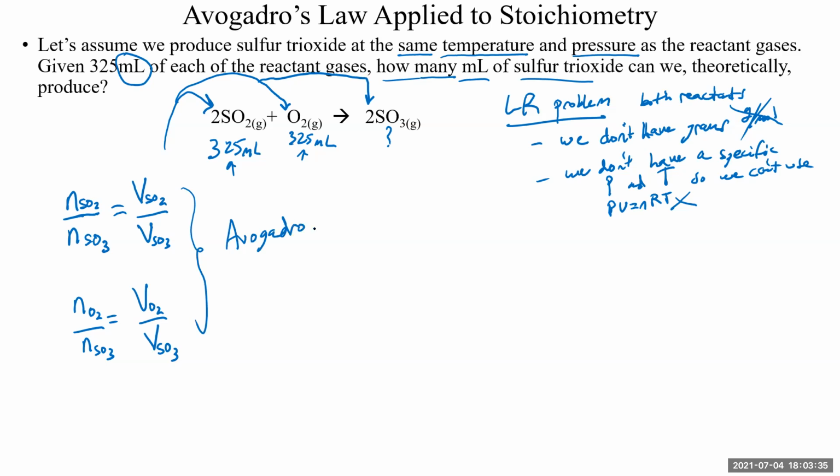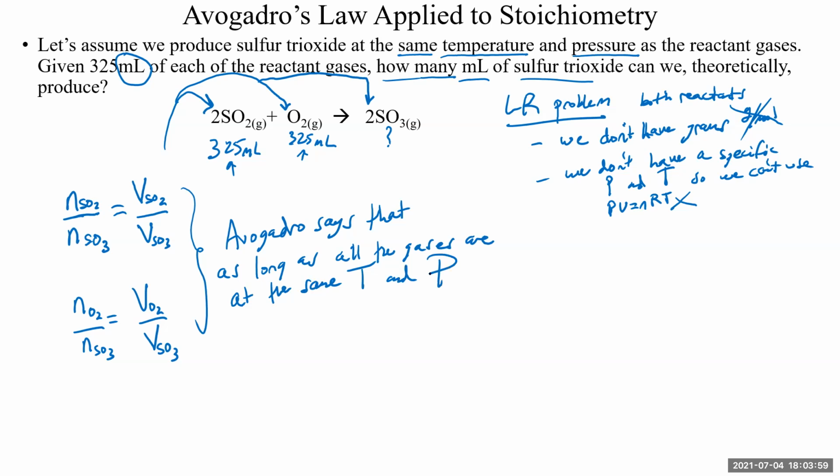Avogadro says that as long as what we're comparing are gases and not solids, liquids, or solutions, and as long as all the gases are at the same temperature and pressure, their mole ratios are equal to their volume ratios.